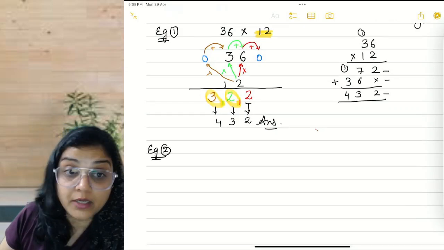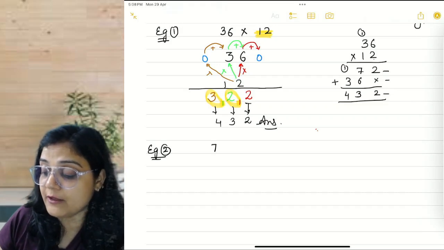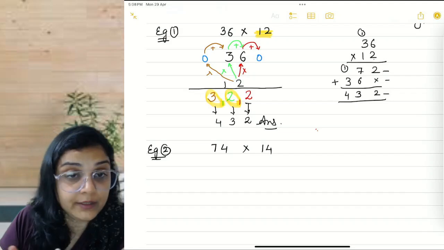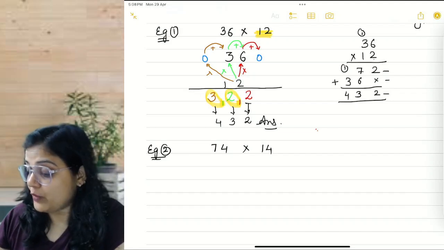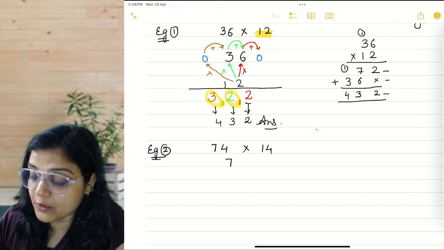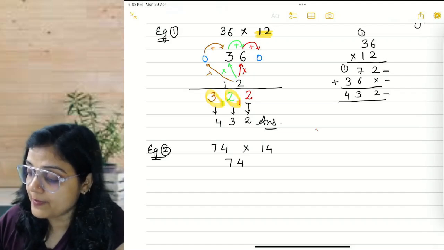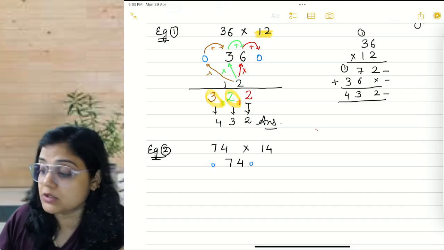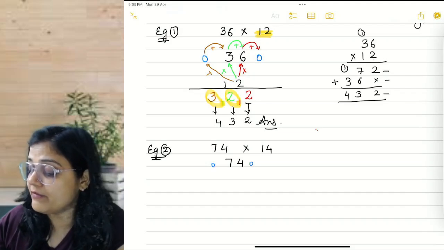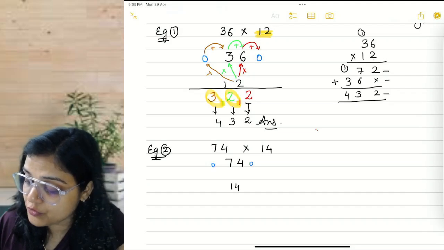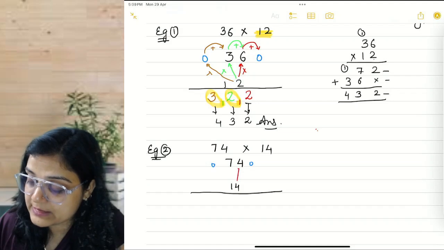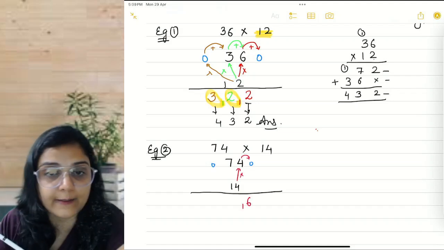So example number 2. This time I'll take a bigger number, suppose 74 multiplied by 14. This time I'll just reduce these steps. 74, sandwiched between zeros. It's up to you whether you want to write it or not. And then we are multiplying 74 with 14. So we will multiply 4 4s are 16. 16 plus 0 is 16. So I am writing 16 directly.